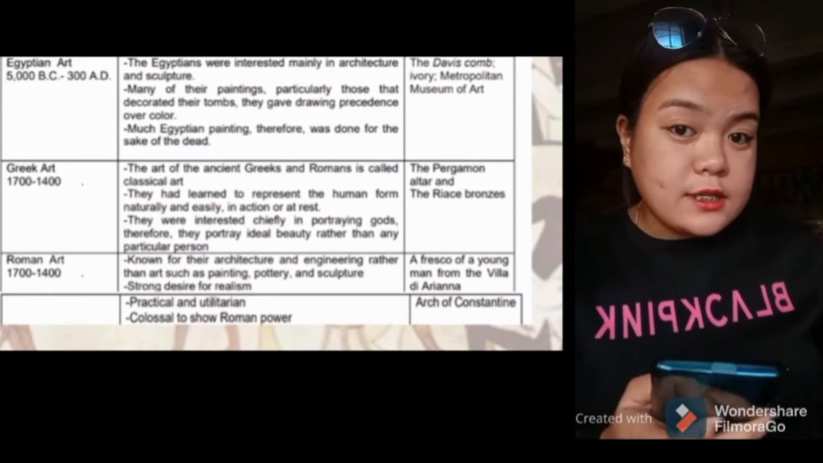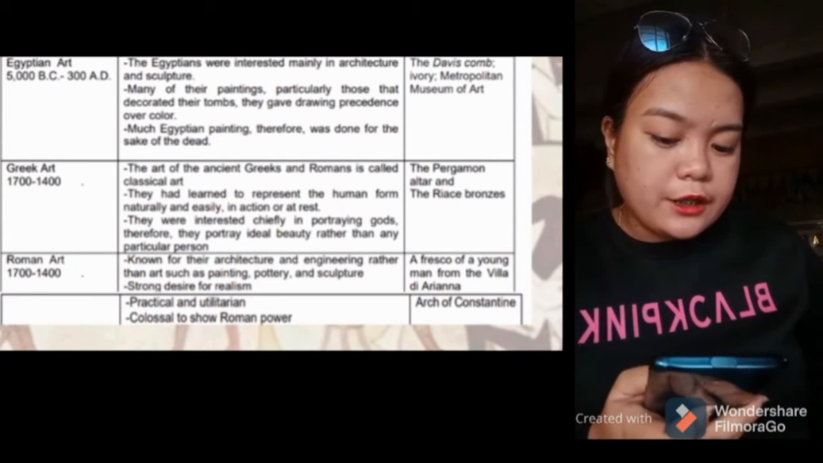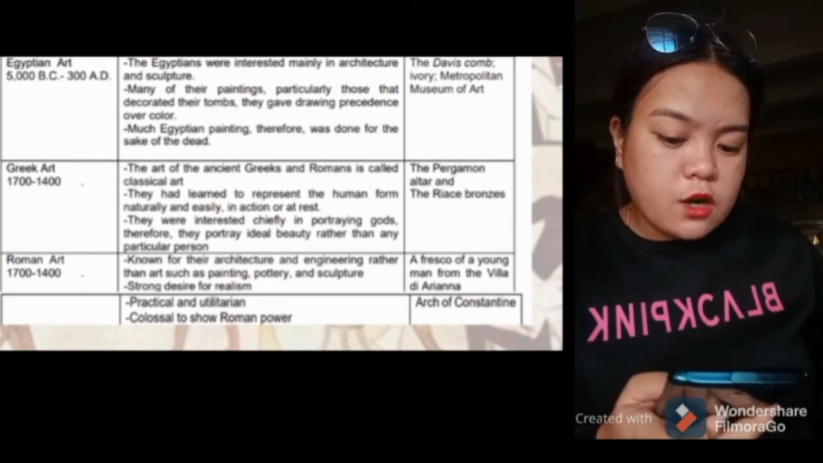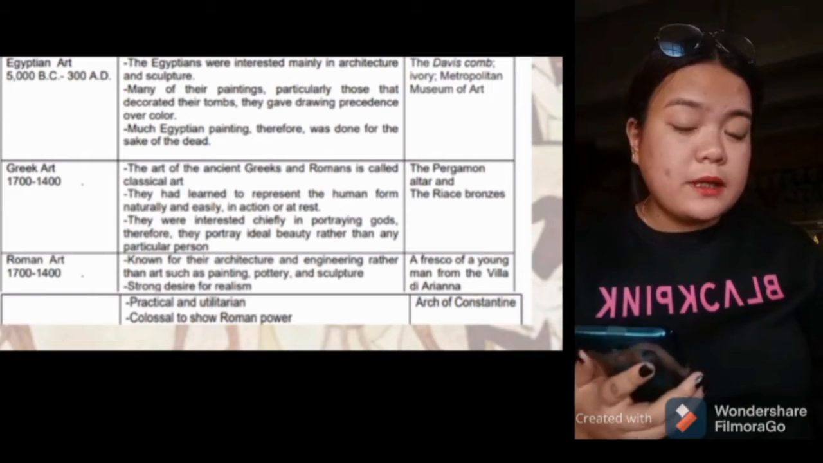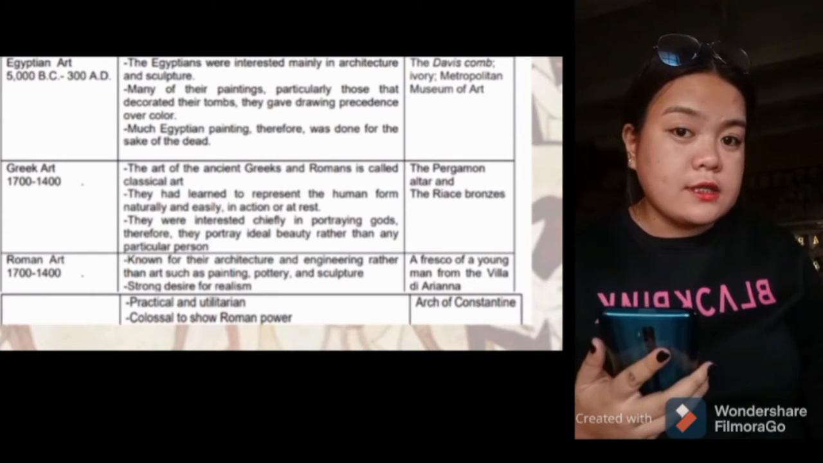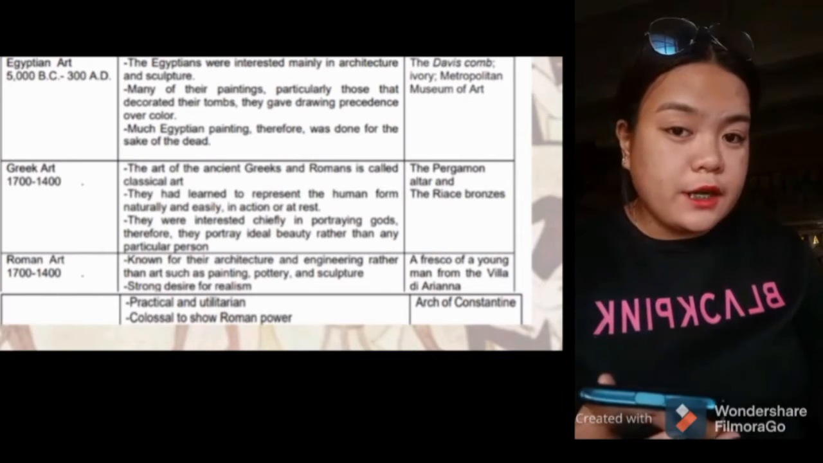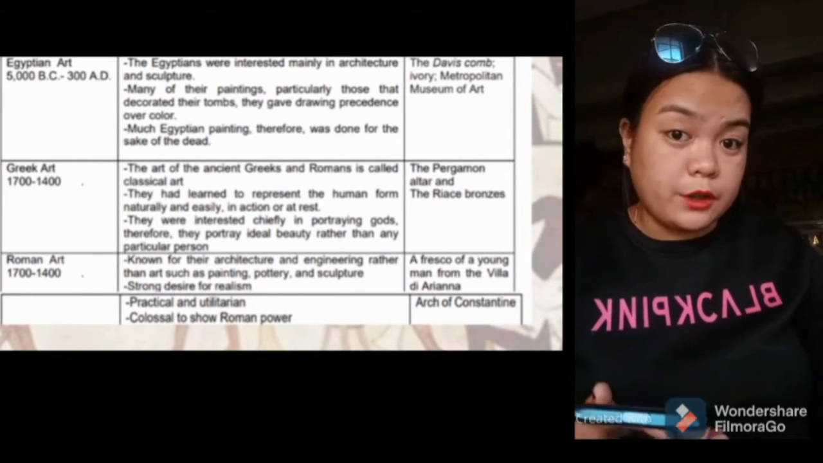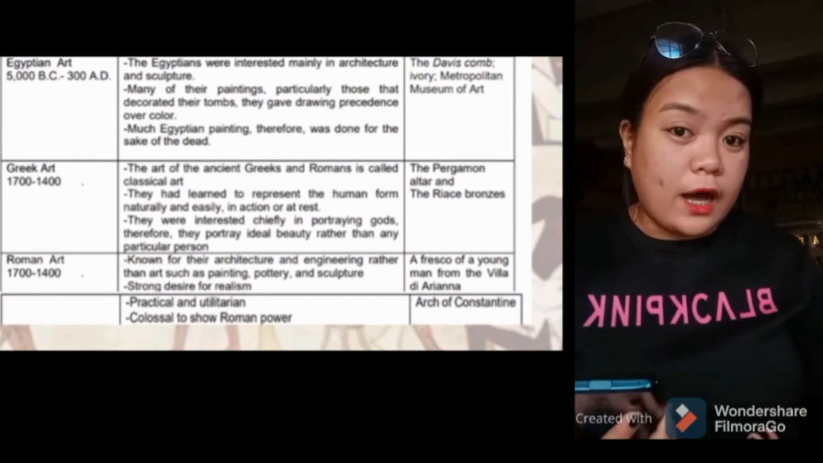Next one is the Roman art. Known for their architecture and engineering rather than art such as painting, pottery, and sculpture. Strong desire for realism. So the Romans focused on sculptures. Romans were interested in conveying ideal realism through natural-looking portraiture. So for them, sculptures were made to look truly realistic.